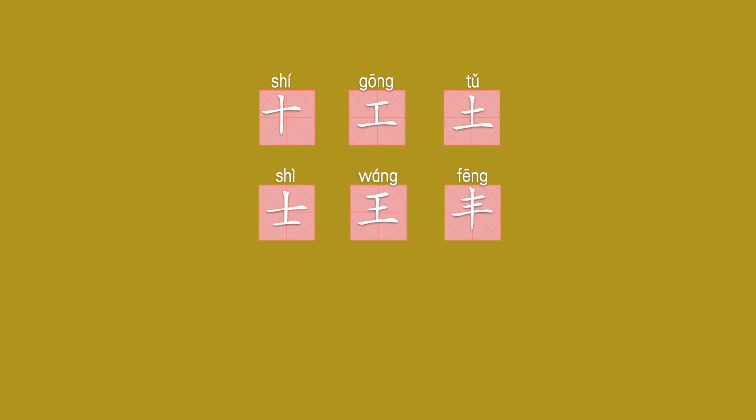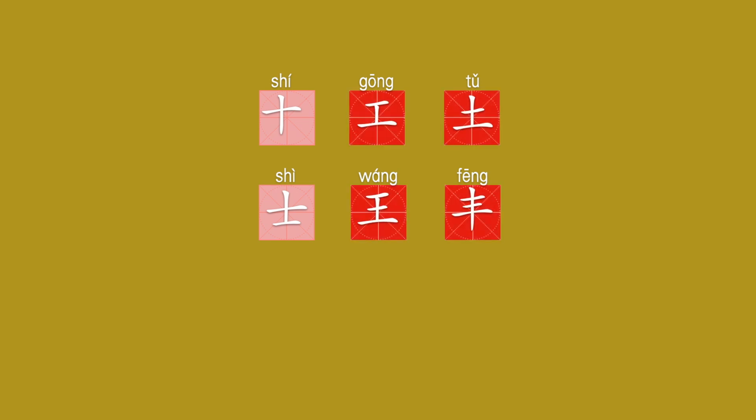We also learned another rule of writing, that is horizontal before vertical. Horizontal before vertical. Please look at these characters closely, except for shi. The bottom horizontal of Gong, tu, Wang, and Feng is a little longer than the top horizontals, because this makes the characters look more beautiful.